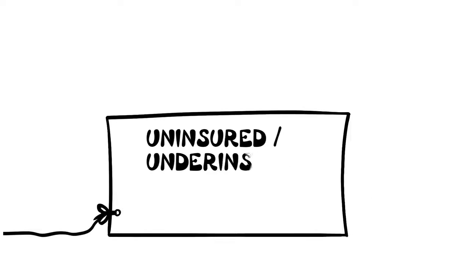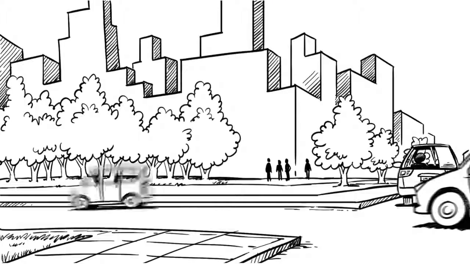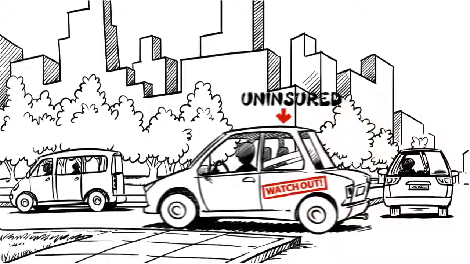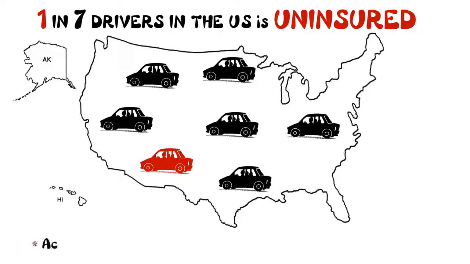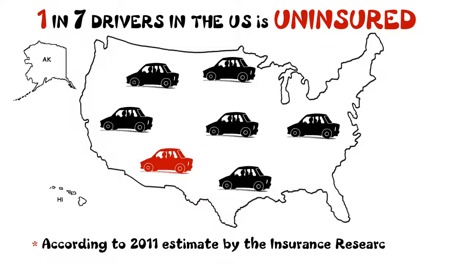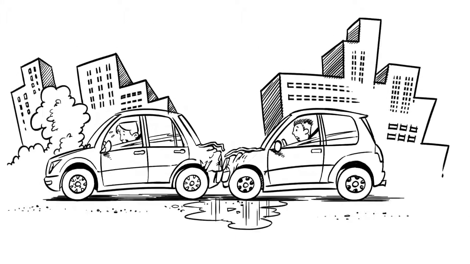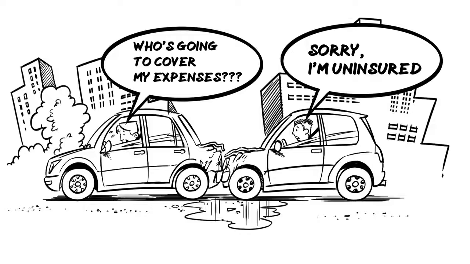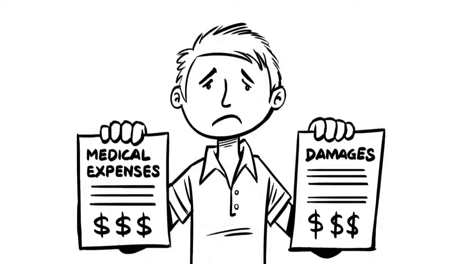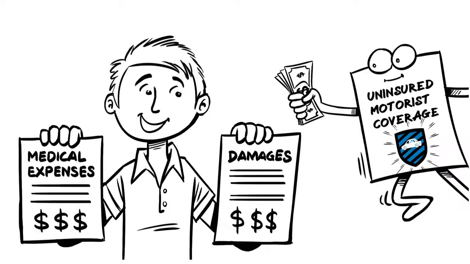What is uninsured and underinsured motorist coverage? An uninsured motorist is someone without auto insurance. Chances are about 1 in 7 drivers in the U.S. is uninsured, according to a 2011 estimate by the Insurance Research Council. Uninsured motorist coverage helps you pay for damages caused by a driver who doesn't have car insurance. If you're hurt or your car is damaged in a crash caused by such a driver, this coverage will help pay for costs up to the limits in your policy.